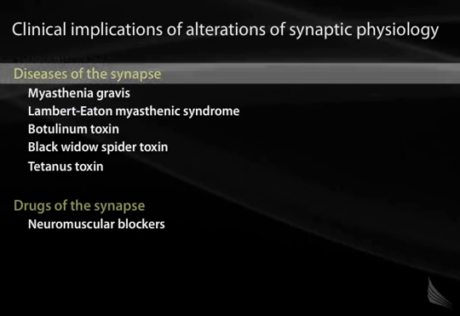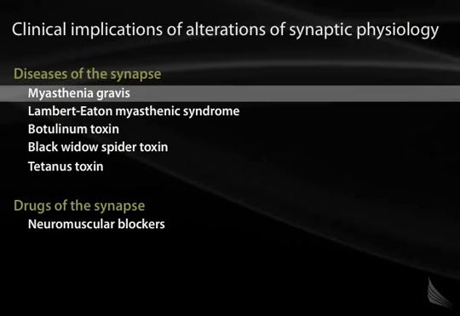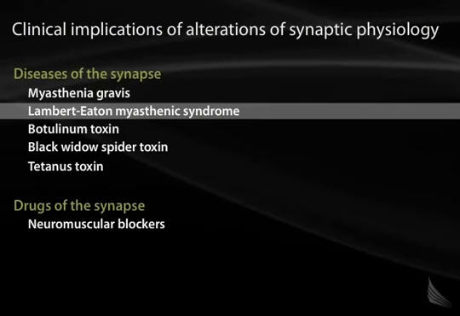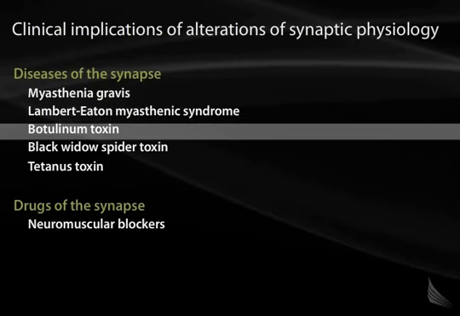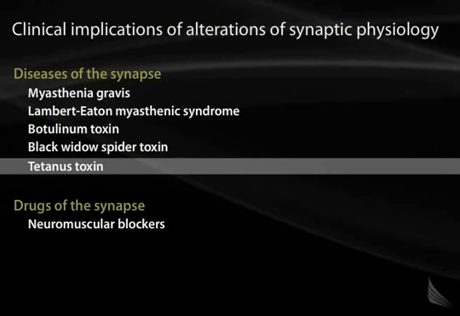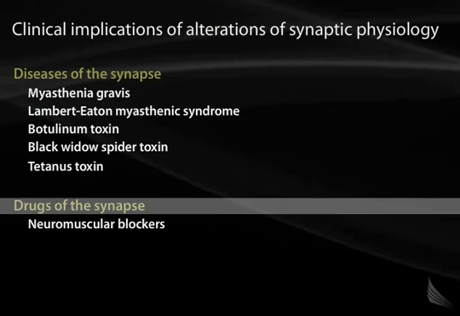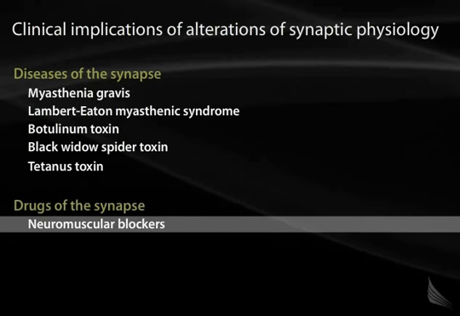There are several diseases that involve synapses, and we'll discuss the clinical implications of alterations of synaptic physiology. So certain diseases that are specific to the synapse are as follows: myasthenia gravis, Lambert-Eaton myasthenic syndrome, botulinum toxin, black widow spider toxin, and the tetanus toxin. And we'll talk about all of these. And there are drugs that are specific for the synapse, such as the neuromuscular blockers, and again, we'll discuss these as well.